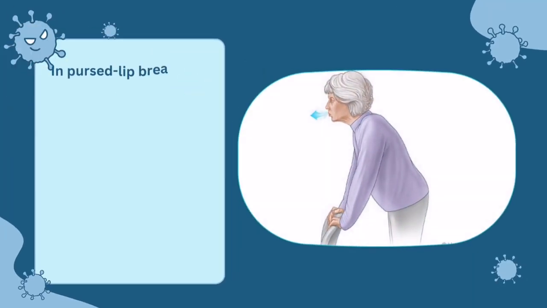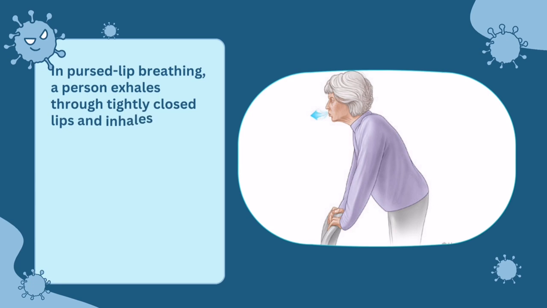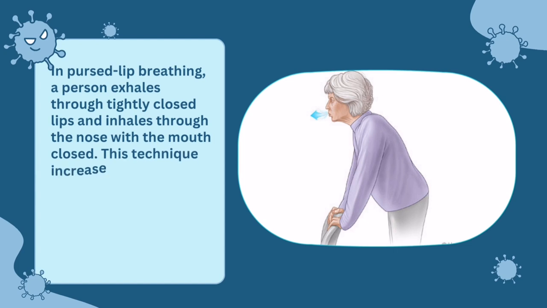In pursed lip breathing, a person exhales through tightly closed lips and inhales through the nose with the mouth closed. This technique will increase the pressure in the airways, keeping them open and thereby reducing gas building up in the lungs.